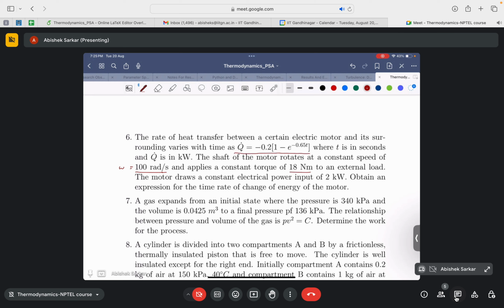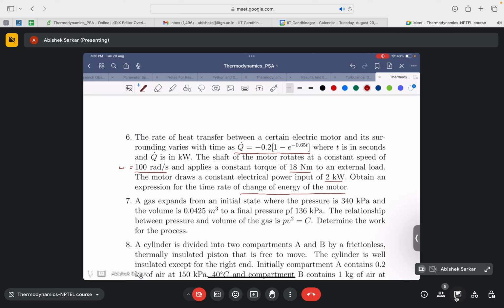To an external load. The motor draws a constant electric power of 2 kilowatt. Then obtain an expression for the time rate of change of energy of the motor. Again, very simple. You need to apply the first law of thermodynamics to find the relationship between Q, internal energy, and the work interaction, then obtain an expression for the time rate of change of the internal energy of the motor.